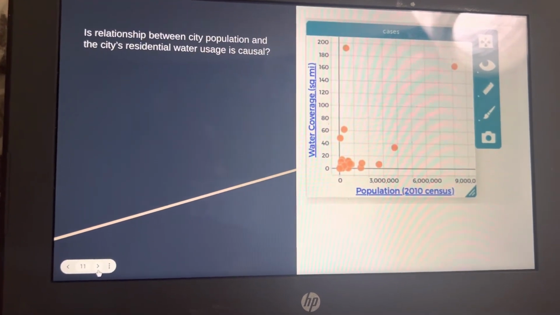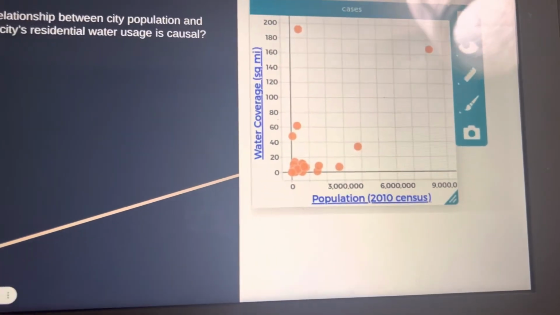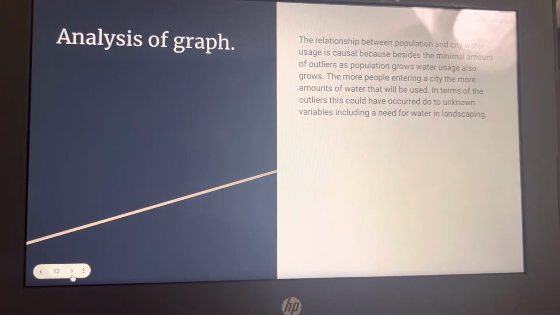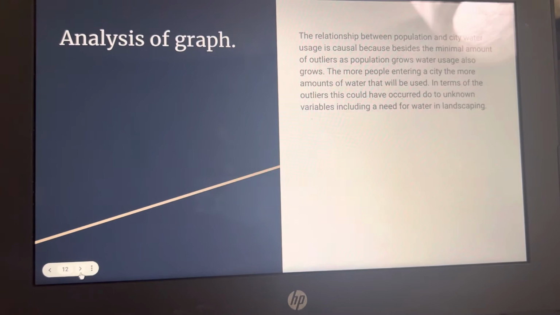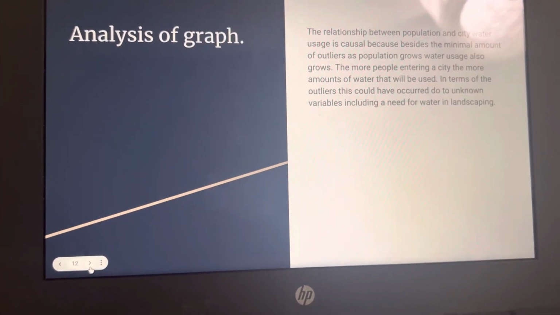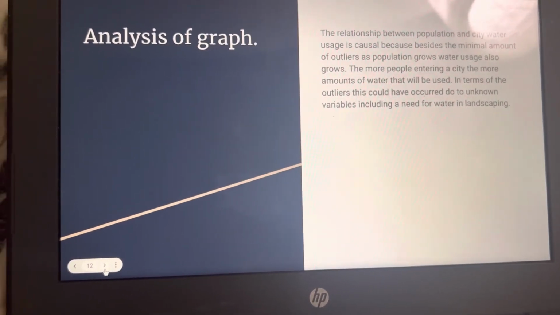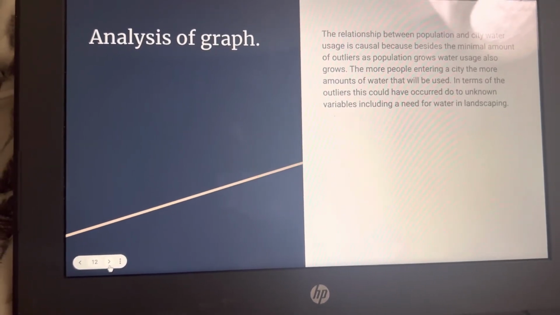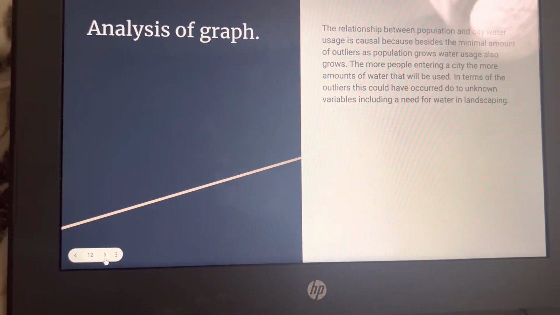Is the relationship between city population and the city's residential water usage causal? Analysis of the graph. The relationship between population and city water usage is causal because besides the minimal amount of outliers, as population grows, water usage also grows. The more people entering a city, the more water will be used. In terms of the outliers, this could have occurred due to unknown variables, including a need for water and landscaping. It could also include conditions and droughts.